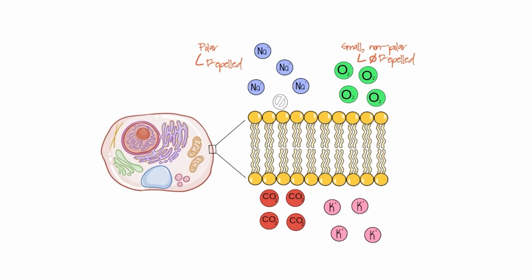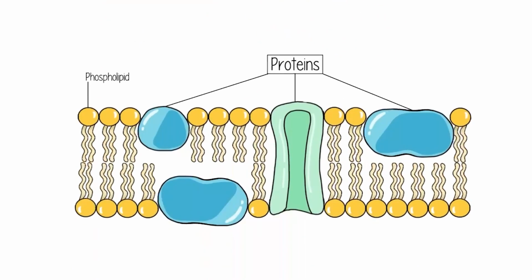Many of the substances that the cell needs, like these ions here, are polar, and so are a number of waste products that the cell needs to remove. So if the cell is to survive and carry out its functions, it has to have a way to transport the polar substances it requires into the cells and those that it needs to remove out. As with most things in the body, the answer to this problem is proteins.